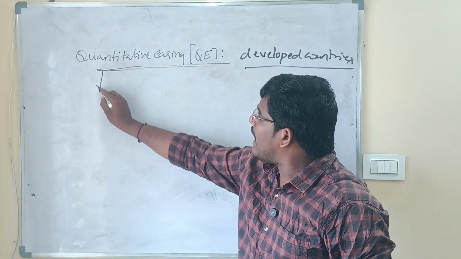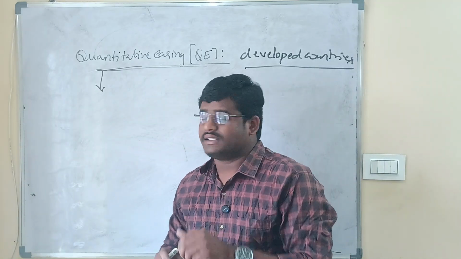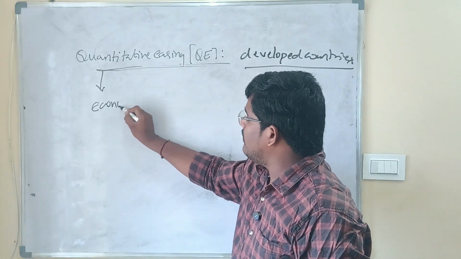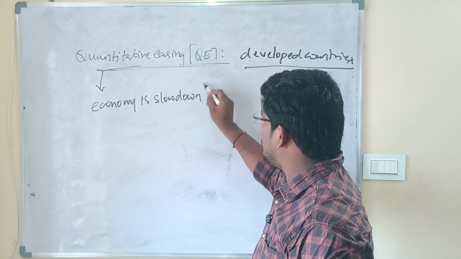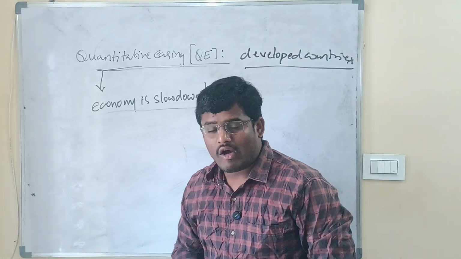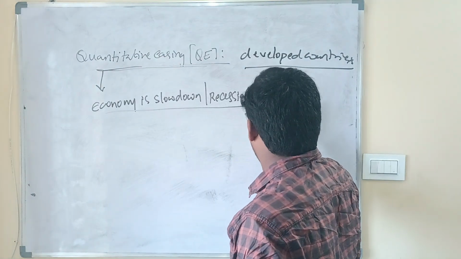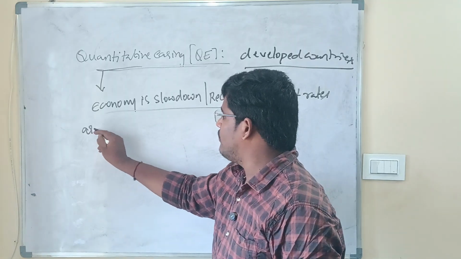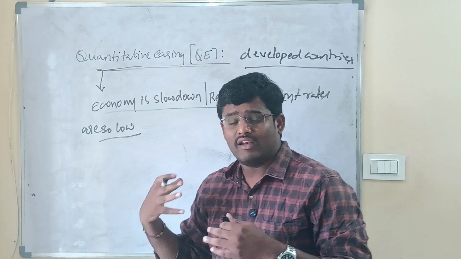Now, why or when is this instrument used? Quantitative easing is used when the economy is in slowdown or in recession, and at the same time interest rates are so low that they can't fall further.